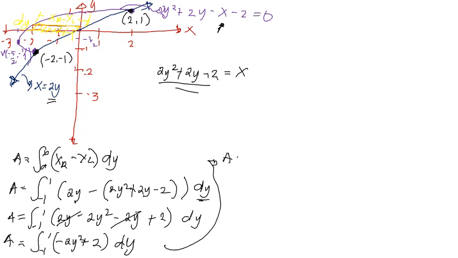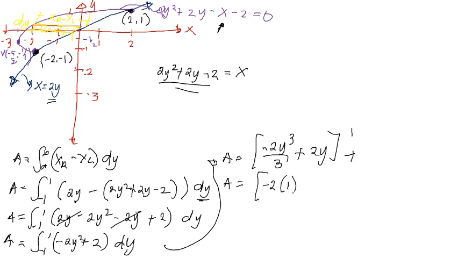So area is equal to the integration of, maybe we will evaluate immediately. So this is equal now to negative 2y raised to 3 all over 3 plus 2y from negative 1 to 1. So substitute the upper limit minus the lower limit into the given equation here. So you have negative 2 times y raised to 3 all over 3 plus 2 times 1, right?